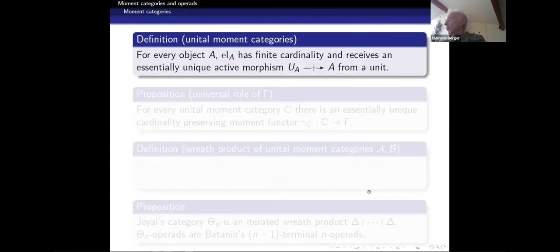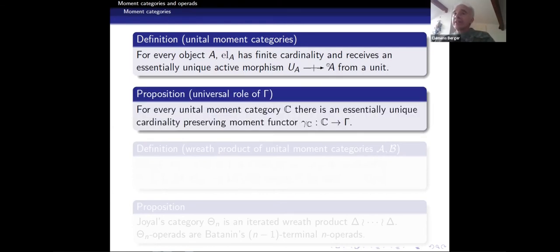Now, just for unital moment categories, you have to require that the set of elementary moments is finite. Otherwise, the tensor products are not defined. And you also should require that each object admits a unit active map from a unit. So in our case, it's gamma and delta. We have just a single unit, and you can check that there is a unique map from this unit to each object of your category.